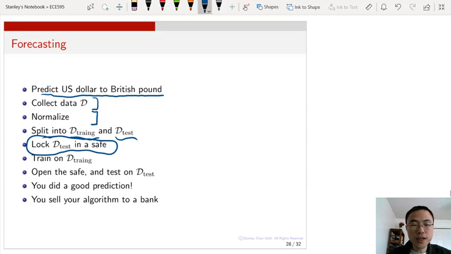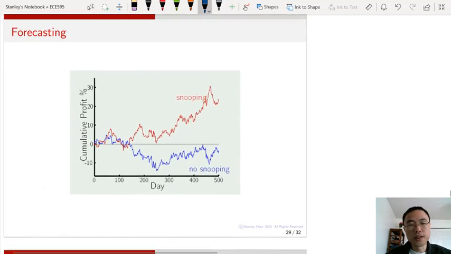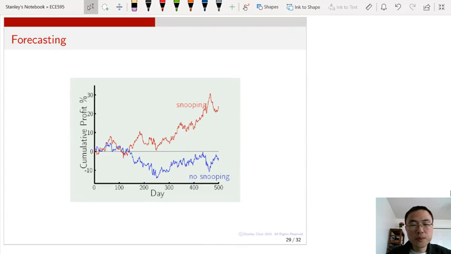Okay, and then you don't touch the testing data set at all. You just train on the training data set, and then you open the safe and test on the test data set. So far so good, every step has been properly defined, and you get a good prediction. Then you sell your algorithm to the bank. You are expecting to make a very, very good prediction and see some profit. However, in reality, when you test out your learning algorithm, you actually get losses.